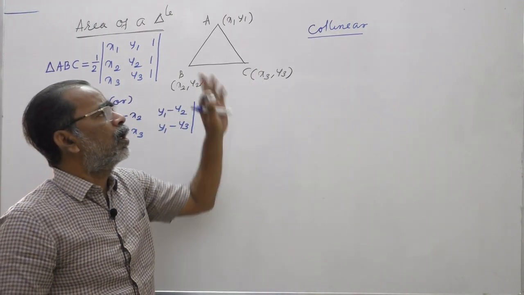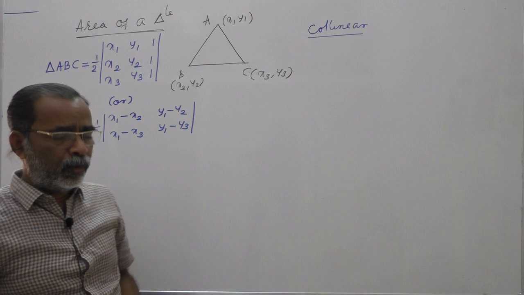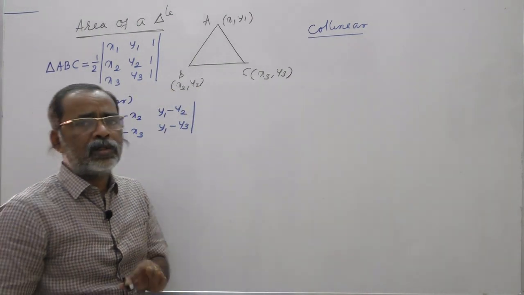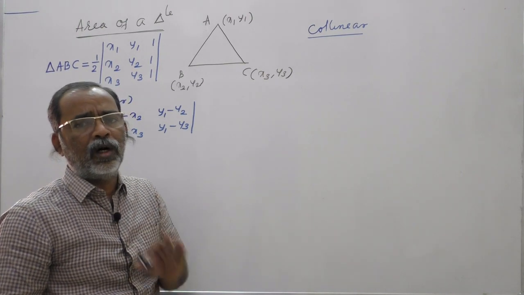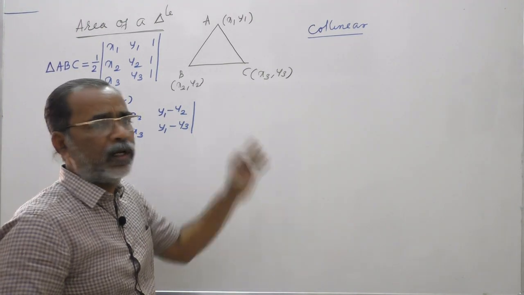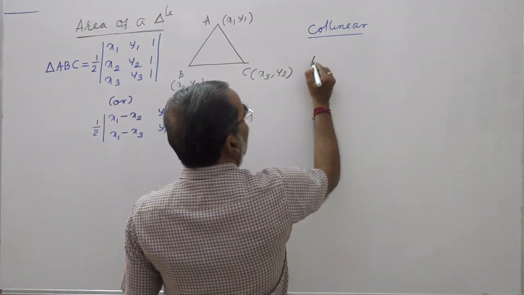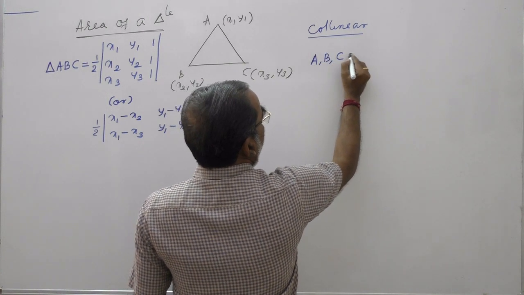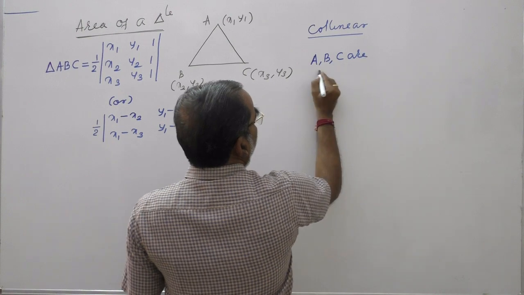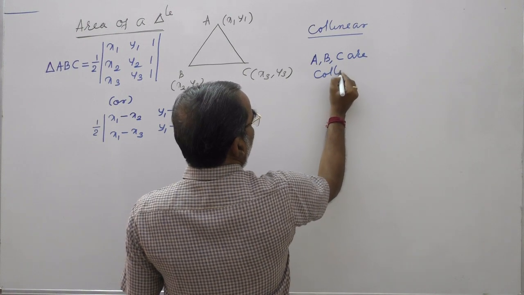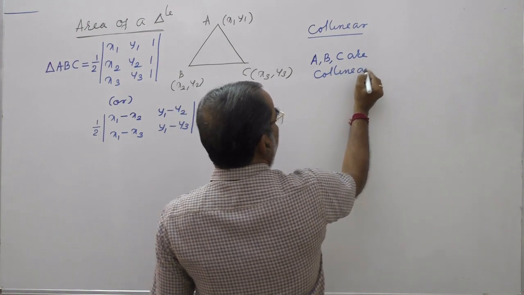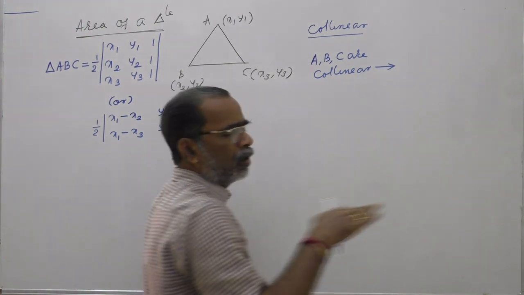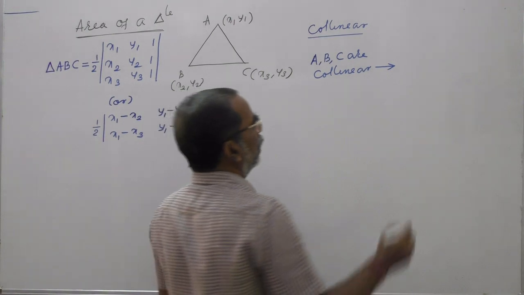So what are collinear points? The points which lie on the same line. Three or more points lying on the same line are collinear. If 3 points are collinear, then what are the conditions? If A, B, C are collinear, they will be lying on the same line.